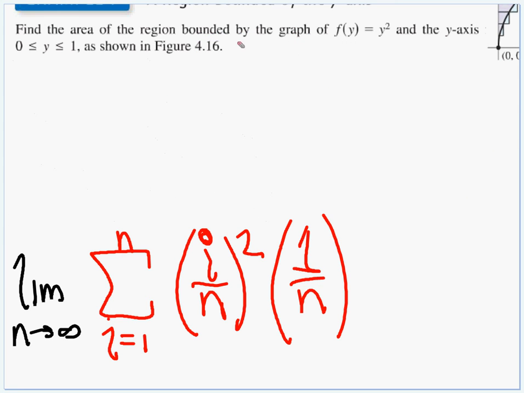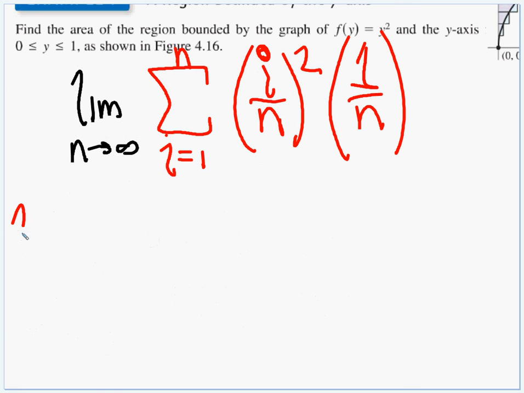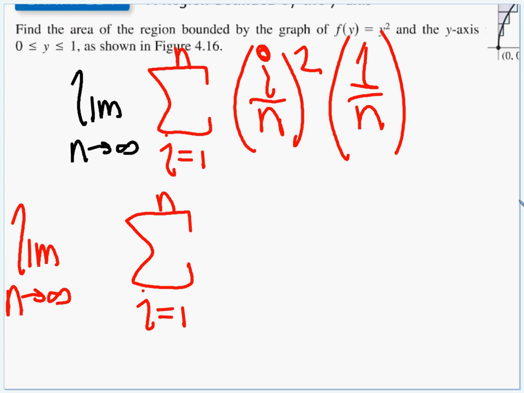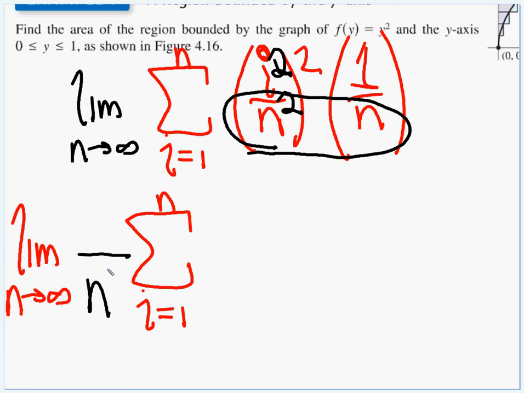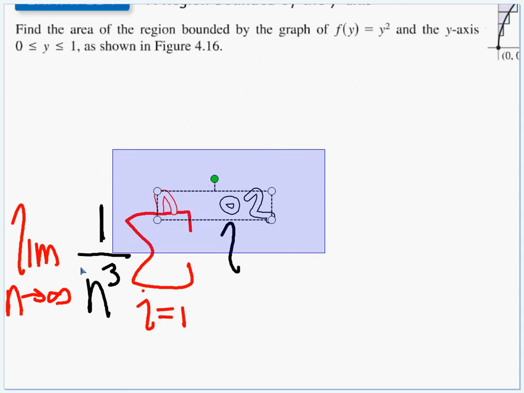Okay, let's see what we can simplify and pull out in front of the summation notation. We're still going to have our limit. We want n to go to infinity when we can. We have our summation from the first to the last rectangle. Now, of course, we are going to square both of these, so that's going to be an i squared over an n squared, and we can drag out our denominators as an n to the third. Our numerator is just going to be a 1, and that's going to just leave us here with an i squared. And we have a formula for that.